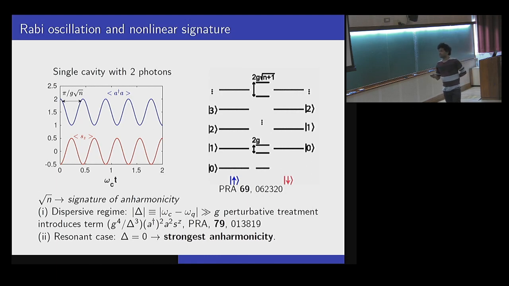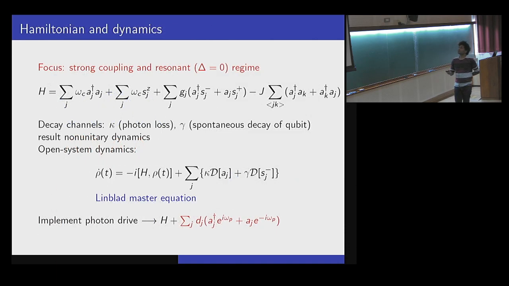Now, in the dispersive regime, perturbatively one can introduce a photon-photon interaction in the Hamiltonian. To begin with, there is no photon-photon interaction, but 2 photons can talk to each other via this cavity-qubit coupling G. And this anharmonicity is strongest when we consider a resonance situation. So now our focus will be this particular regime where strong coupling is considered and there is resonance between cavity and qubit.